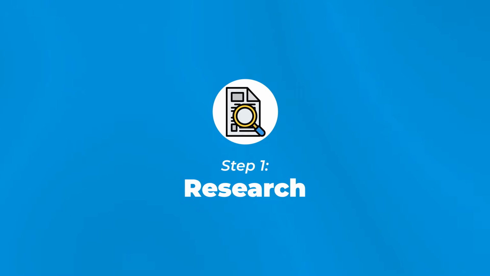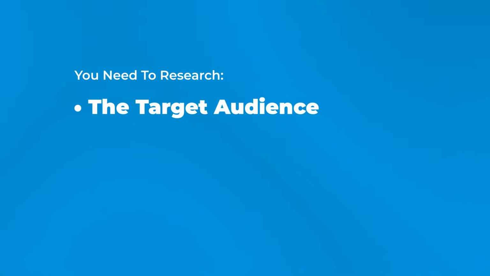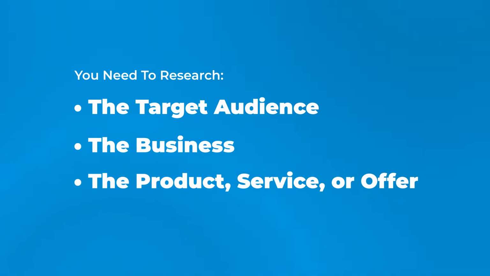Now, let's start with step number 1, research. You can't skip this step because if you do, what you write may not resonate with your audience and your sales page is unlikely to convert. So with any copywriting project, there are 3 things you need to research. Number 1, the target audience. Number 2, the business. Number 3, the product, service, or offer.